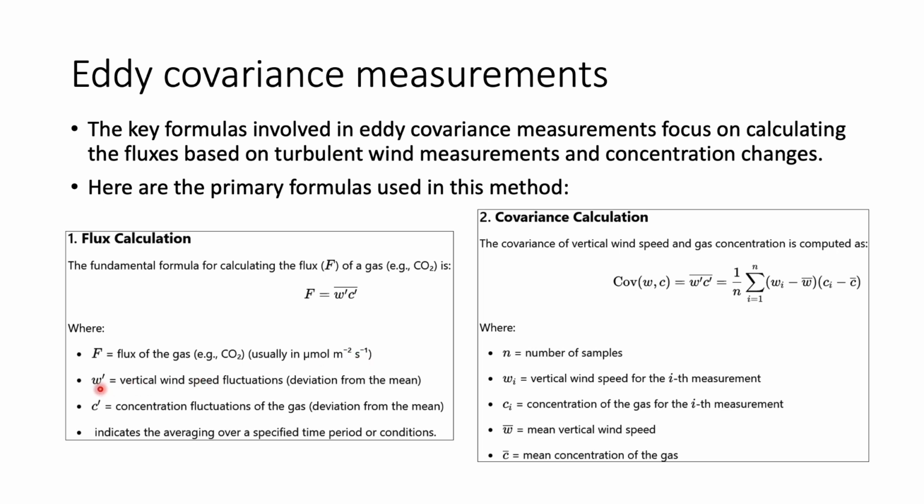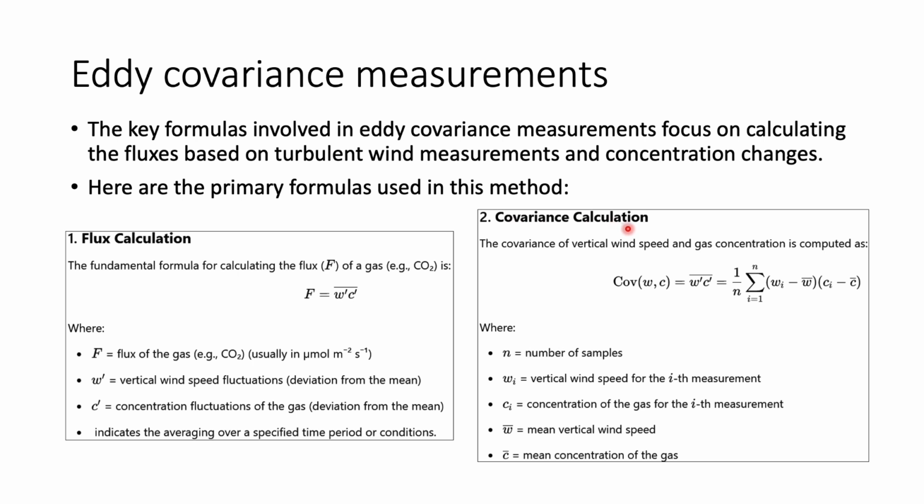And w prime is the vertical wind speed fluctuation, that is, the deviation from the mean. Then c prime is the concentration fluctuation of the gas, that is, the deviation from the mean. Here, the bar indicates the average over a specified time period or condition. So based on that, the bar is used to say it is an average.